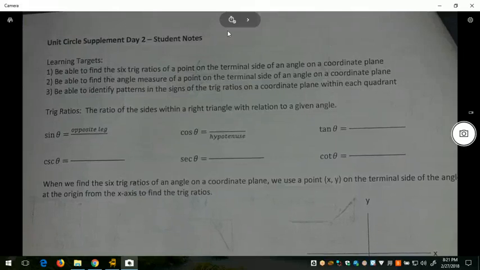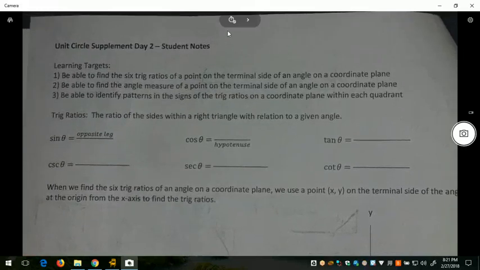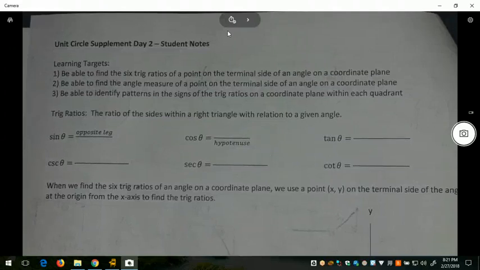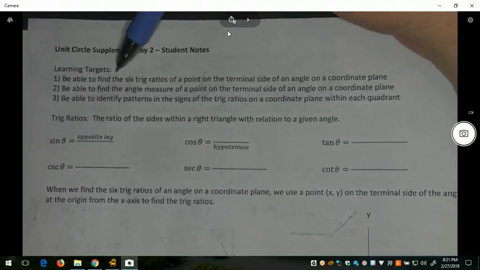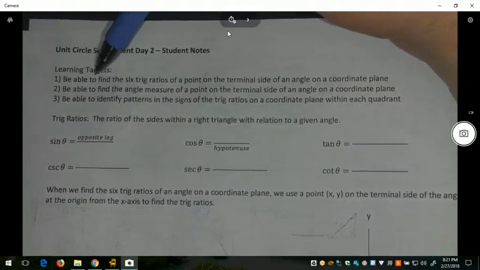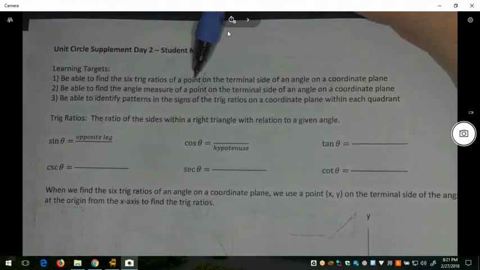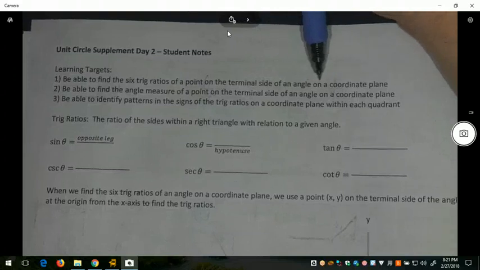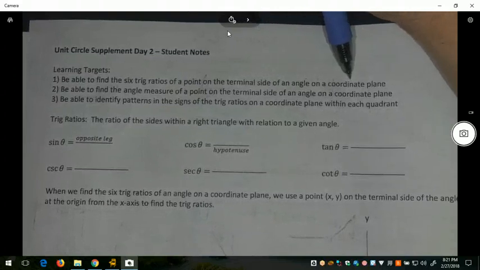Welcome to day 2 of the Unit Circle Supplements Student Notes. The learning targets for this lesson are to be able to find, and this should be review from what we did in lesson 8.3, the 6 trigonometric ratios of a point on the terminal side of an angle on the coordinate plane.